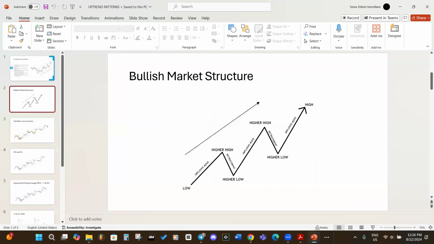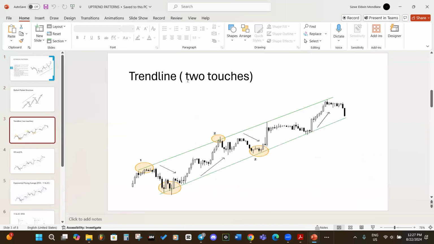Yeah, just like I said, in a bullish market, they will result in trend lines. And for a trend line, there has to be at least two touches. So this is a real market. I just screenshotted it so that we can talk about it. There has to be at least two touches on the trend line to confirm that we're in a trend line. In this case, we have an upward trend line.